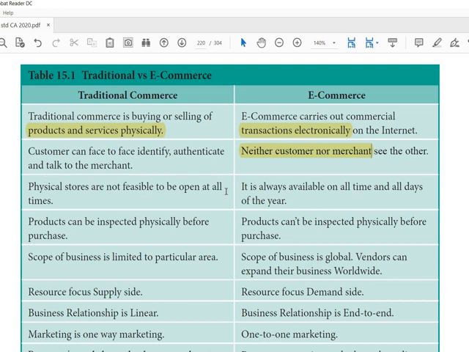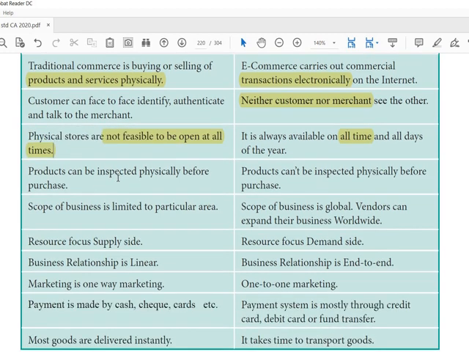Physical stores are not feasible to be open at all times. Yes, if it is a shop, we cannot expect it to be open 24 hours. But e-commerce is always available, as it is online, and we can even browse at any time. Then, in traditional commerce, products can be inspected physically before purchase. That means we can check the product's quality physically. But here it can't be checked because we are seeing only the image.